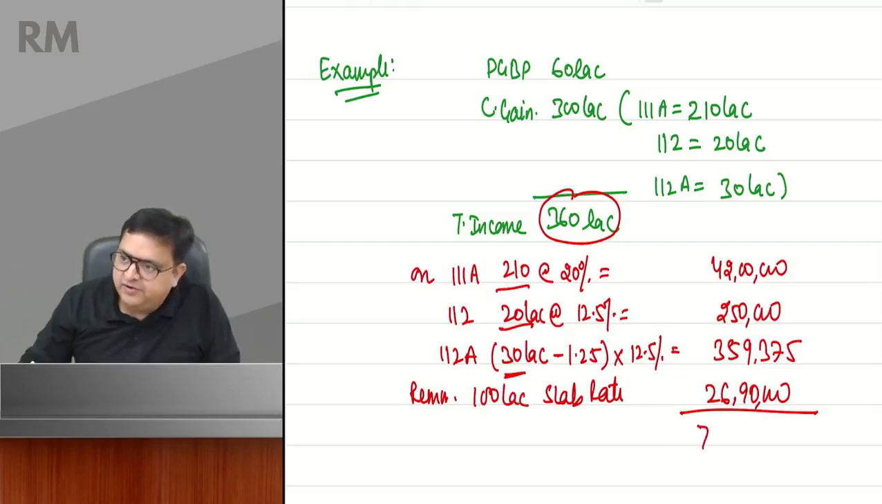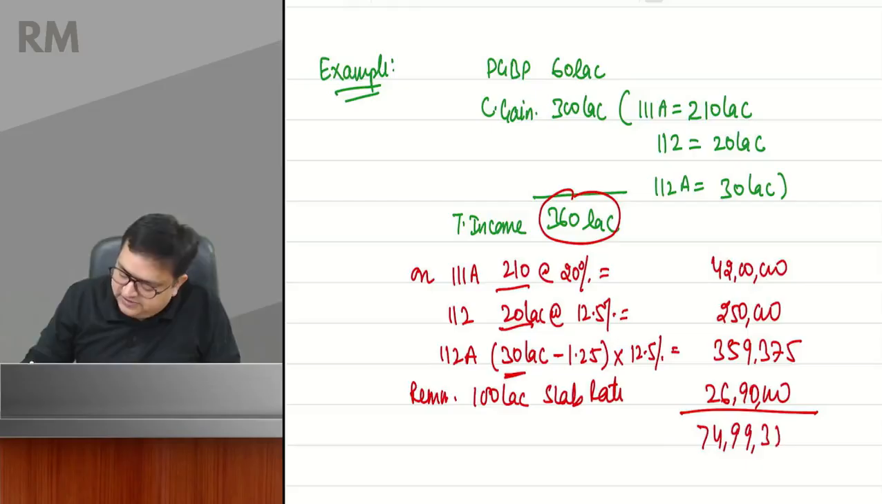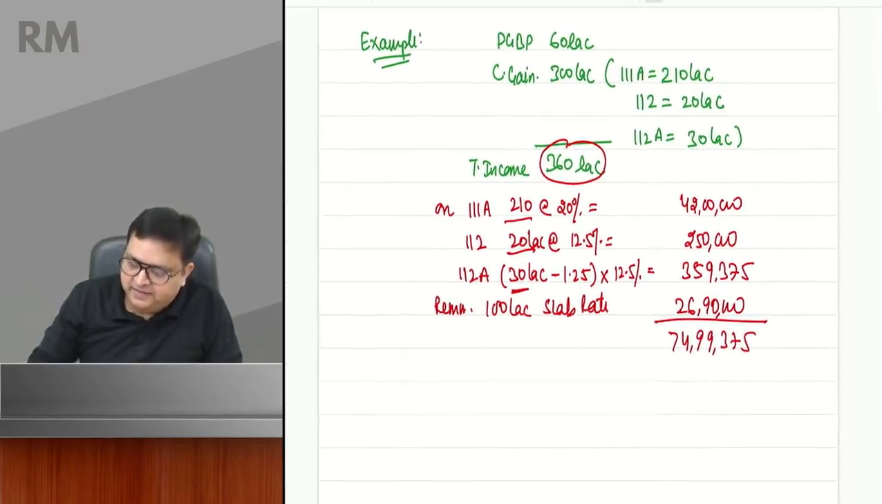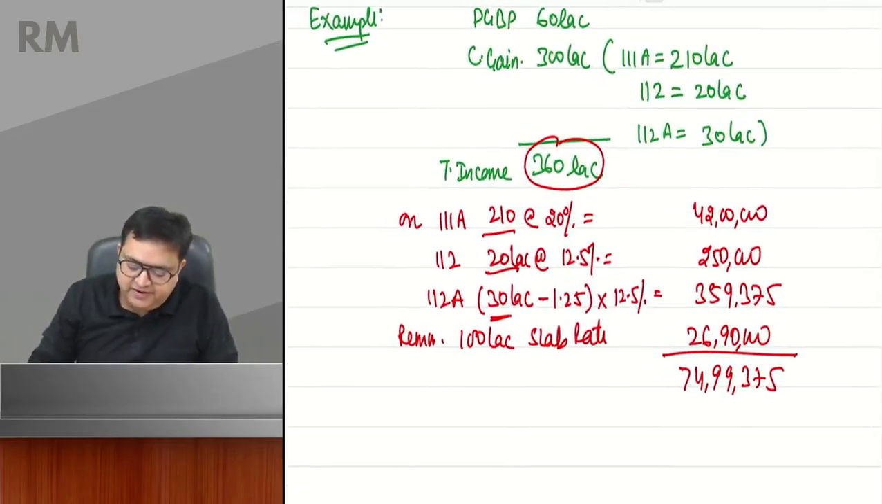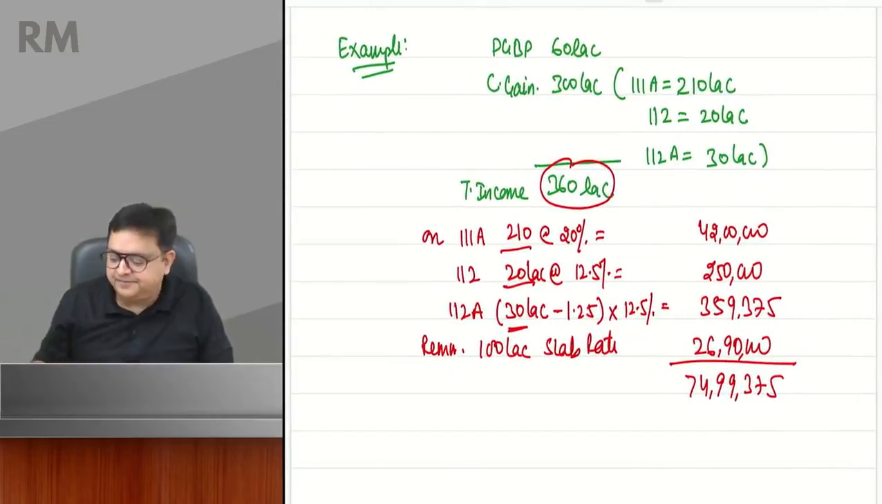Is it 74 lakh? Kirti, correct. Shagna, correct. It is 74 lakh 99,375. These are the taxes. Everybody, first of all, done till here?